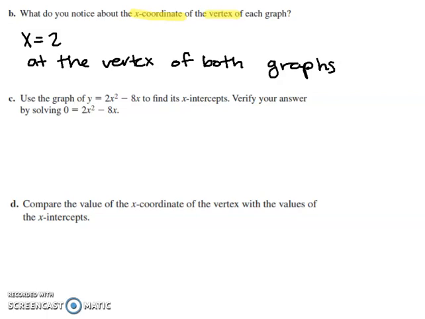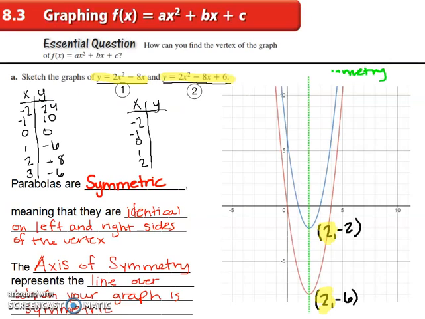So our equations were very, very similar. They were a little bit different, but even though they were a little bit different, they still gave us the same x value for our vertex. So we're going to explore why that is. We're going to use the graph of y equals 2x squared minus 8x to find its x-intercepts, which would be the first graph in our system.